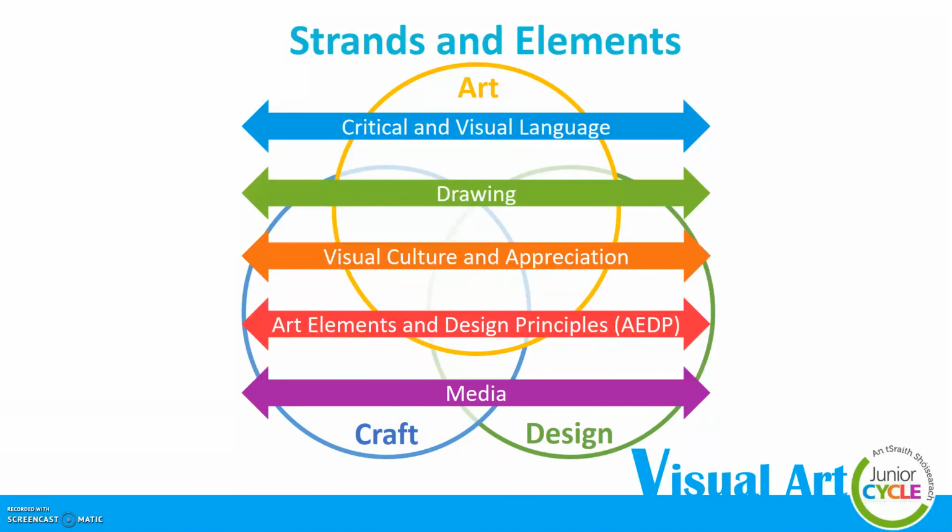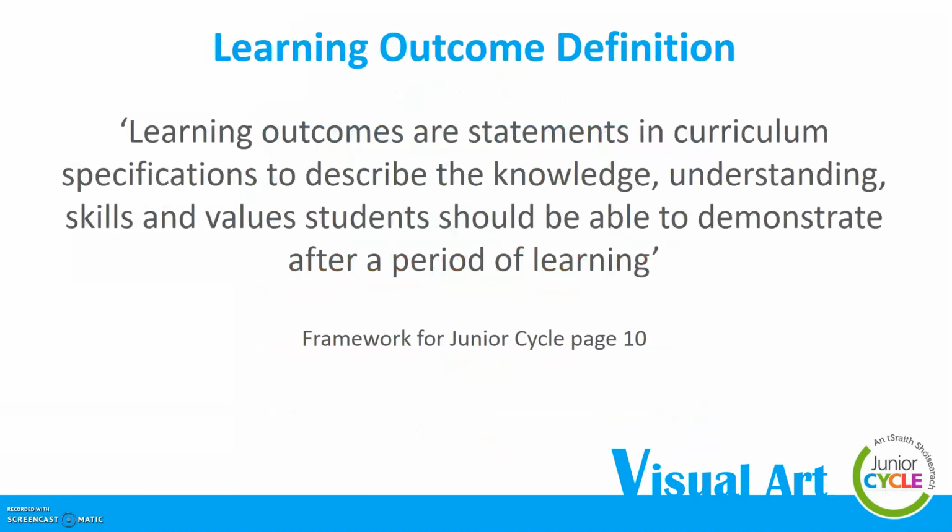As you can see, each element cross-cuts all 3 strands equally. From each element we pull our learning outcomes, which will form the basis for our planning for first years. Learning outcomes are statements in curriculum specifications to describe the knowledge, understanding, skills and values students should be able to demonstrate after a period of learning.